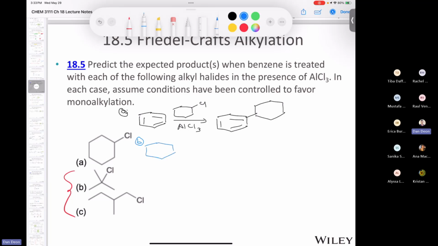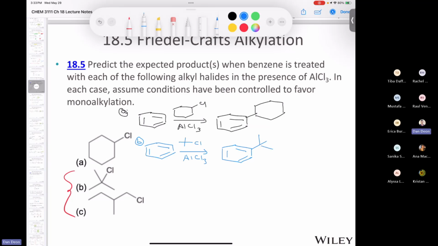So if we have our aromatic ring, it's going to react with the tert-butyl chloride and aluminum chloride, and we're going to end up with tert-butyl benzene, which is going to look like this. Okay, so that one's done.